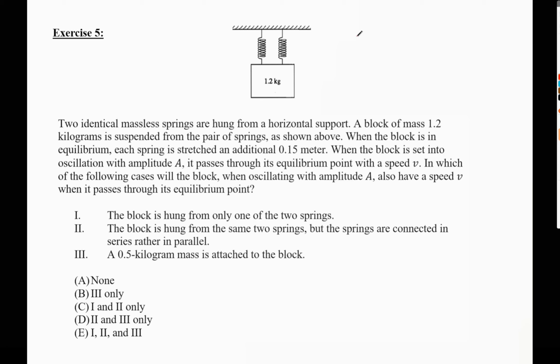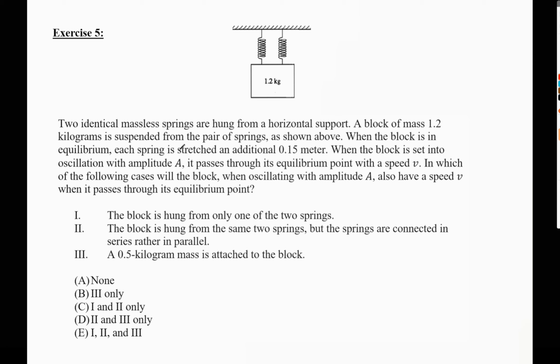In which of the following cases will the block, when oscillating with amplitude A, also have a speed v when it passes through the equilibrium point? The block is hung from only one of the two springs. The block is hung from the same two springs, but the springs are connected in series rather than parallel. A 0.5 kg mass is attached to the block.